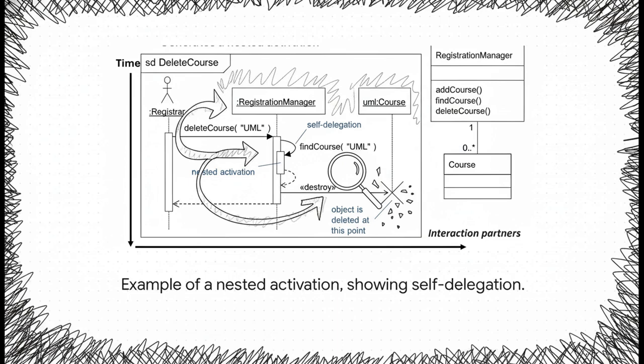And this is a great example of what we call self-delegation. Check it out. When an object calls one of its own methods, you get a nested activation bar. See how the registration manager calls its own find course method? That creates that second, smaller activation bar stacked right on top of the first one. It's a really clear way to show recursive calls or any kind of internal method call.